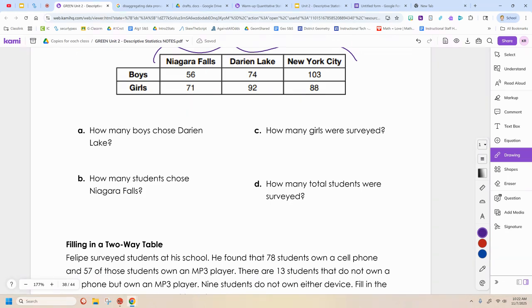So not all the answers are right there, right? You had to pick up your calculator, or at least do some simple arithmetic. And of course, arithmetic that's vertical is easier than arithmetic that's horizontal.